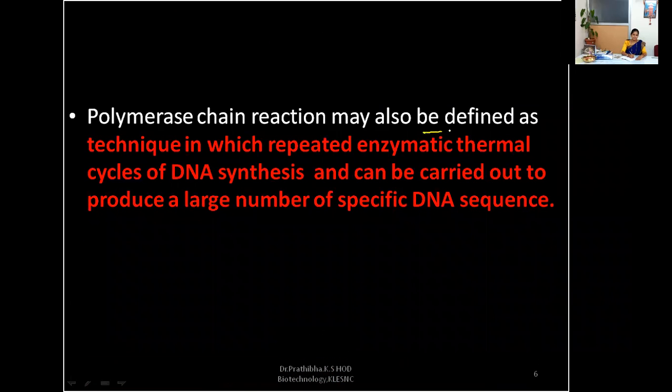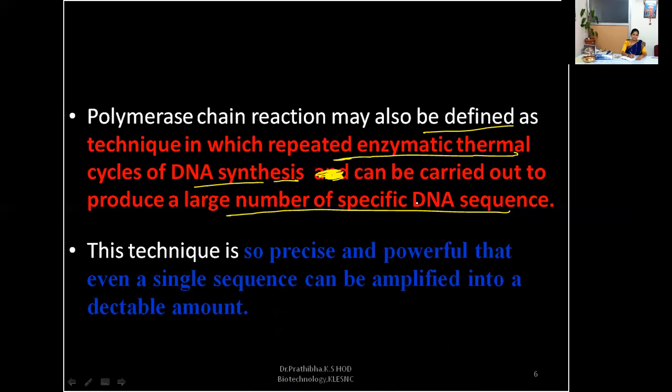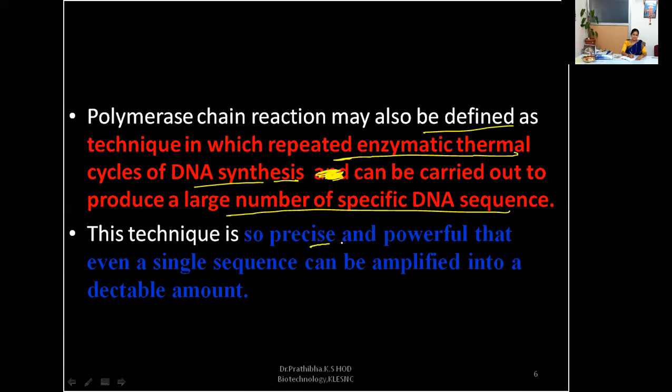Polymerase chain reaction may also be defined as a technique in which repeated enzymatic thermal cycles of DNA synthesis can be carried out to produce a large number of specific DNA sequences. This technique is so precise and powerful that even a single sequence can be amplified into a detectable amount.